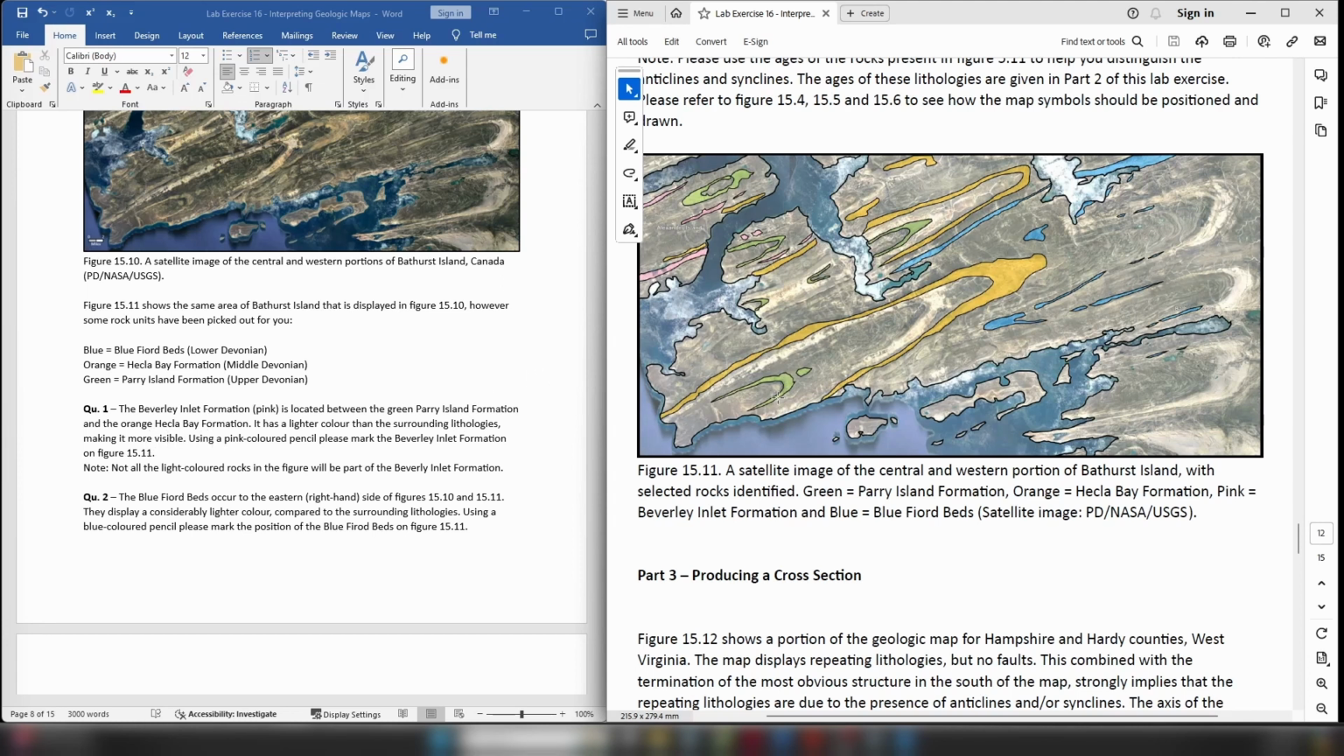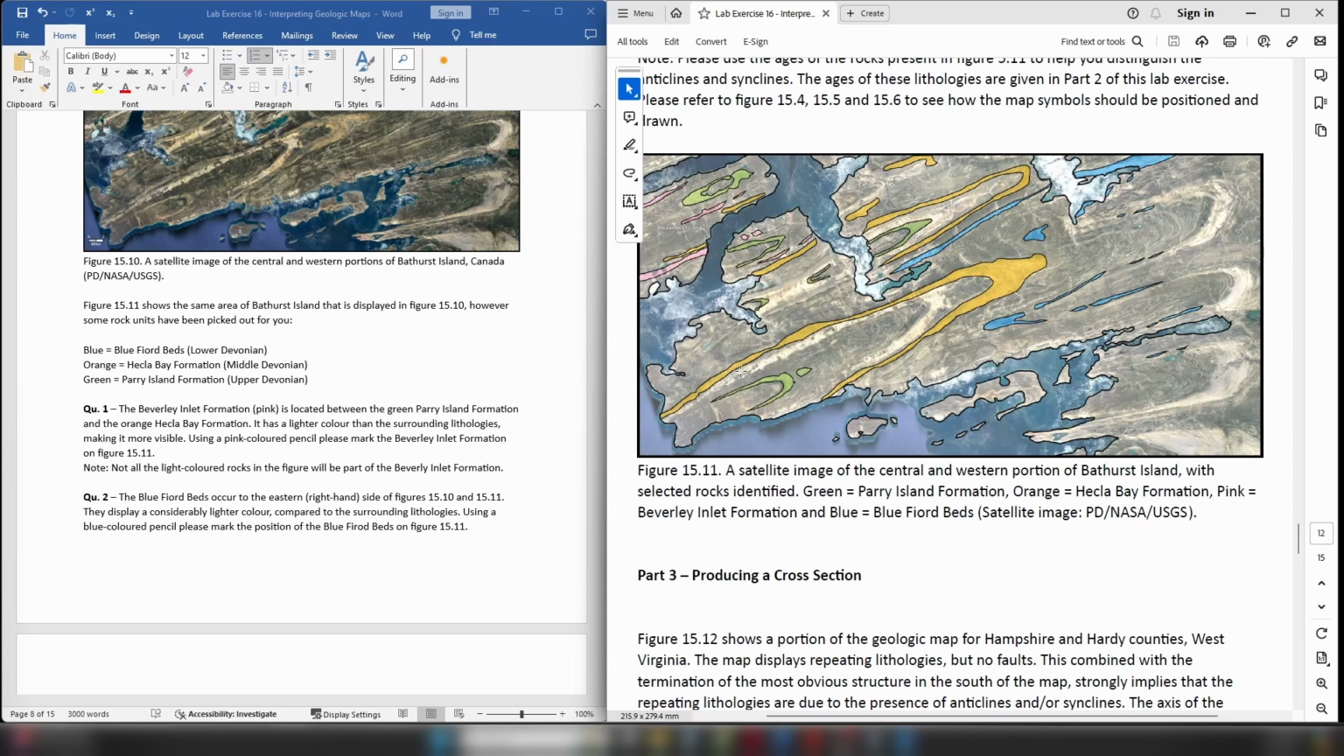So this green layer here is the Parry Island Formation, and the orange layer here is the Hecla Bay Formation. And so the Beverly Inlet Formation will be located between these 2 layers of rock. And I also point out that it has a lighter color than the surrounding lithologies. So this pink layer of rock is probably going to be visible in our satellite image.